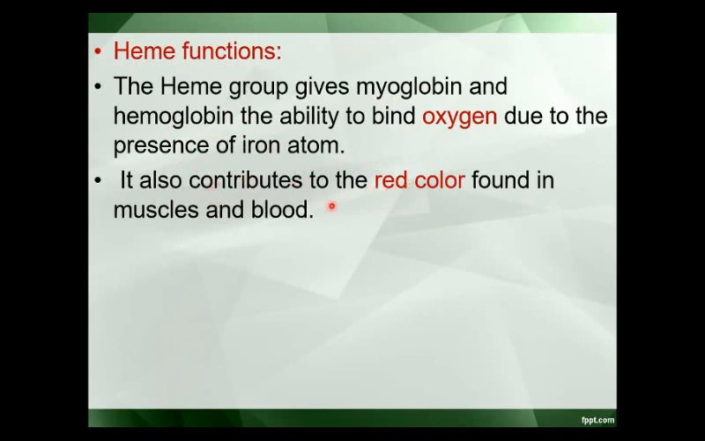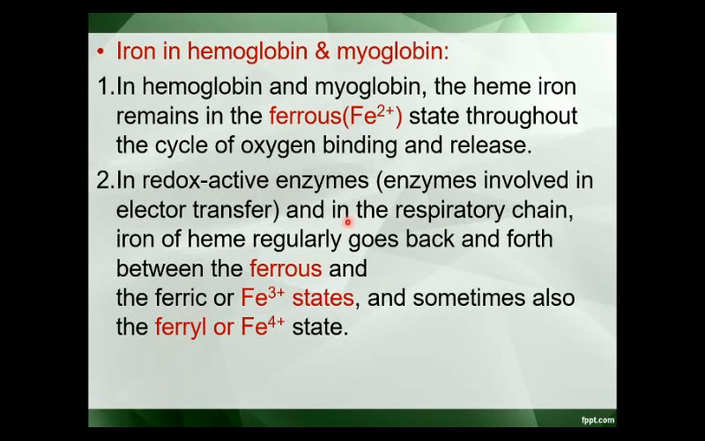It also contributes to the red color found in muscle and the blood. Myoglobin is found in the muscles, whereas hemoglobin is found in the RBCs. Iron in hemoglobin and myoglobin is present in the ferrous state throughout oxygen binding and release. If it is present in the ferric state, then oxygen binding and release will not take place.